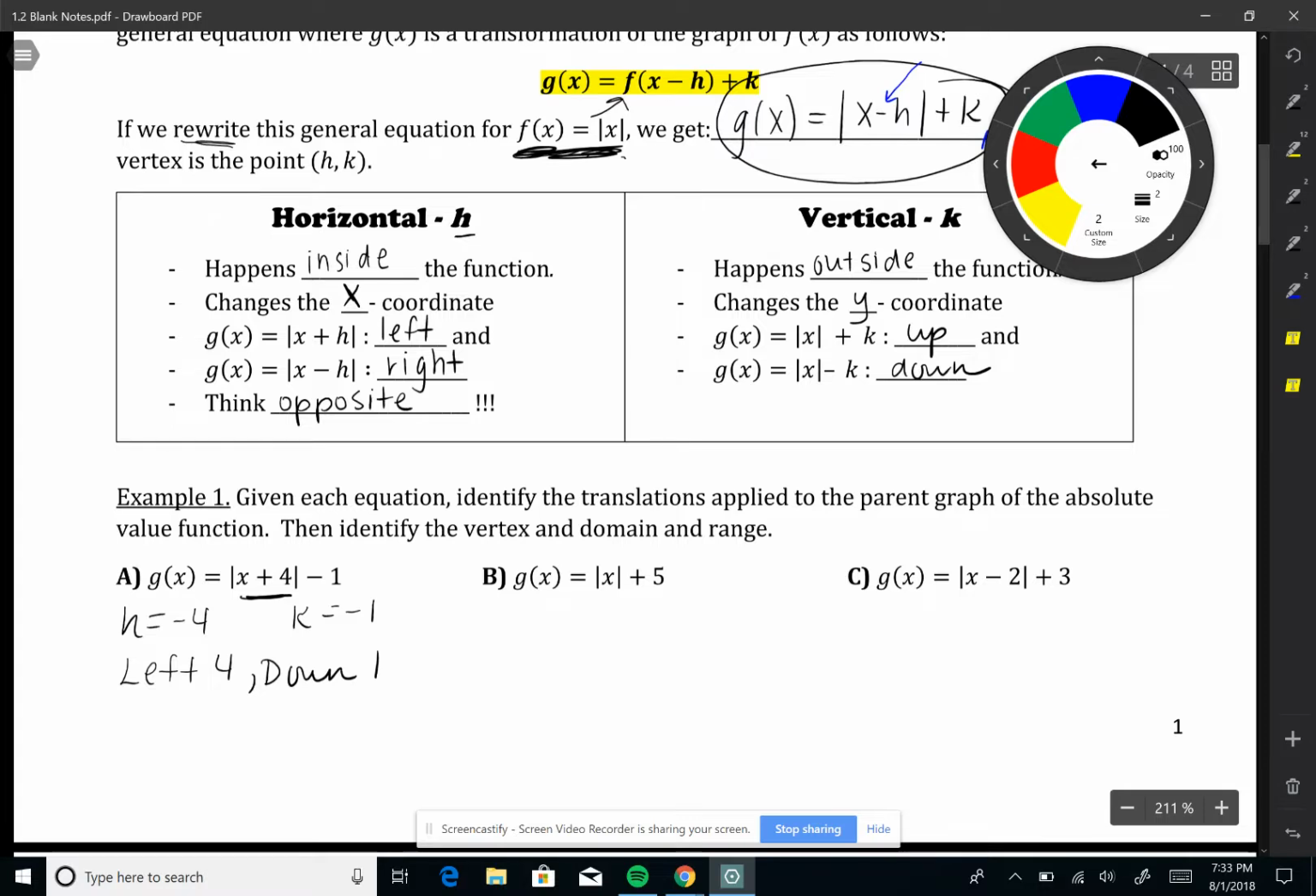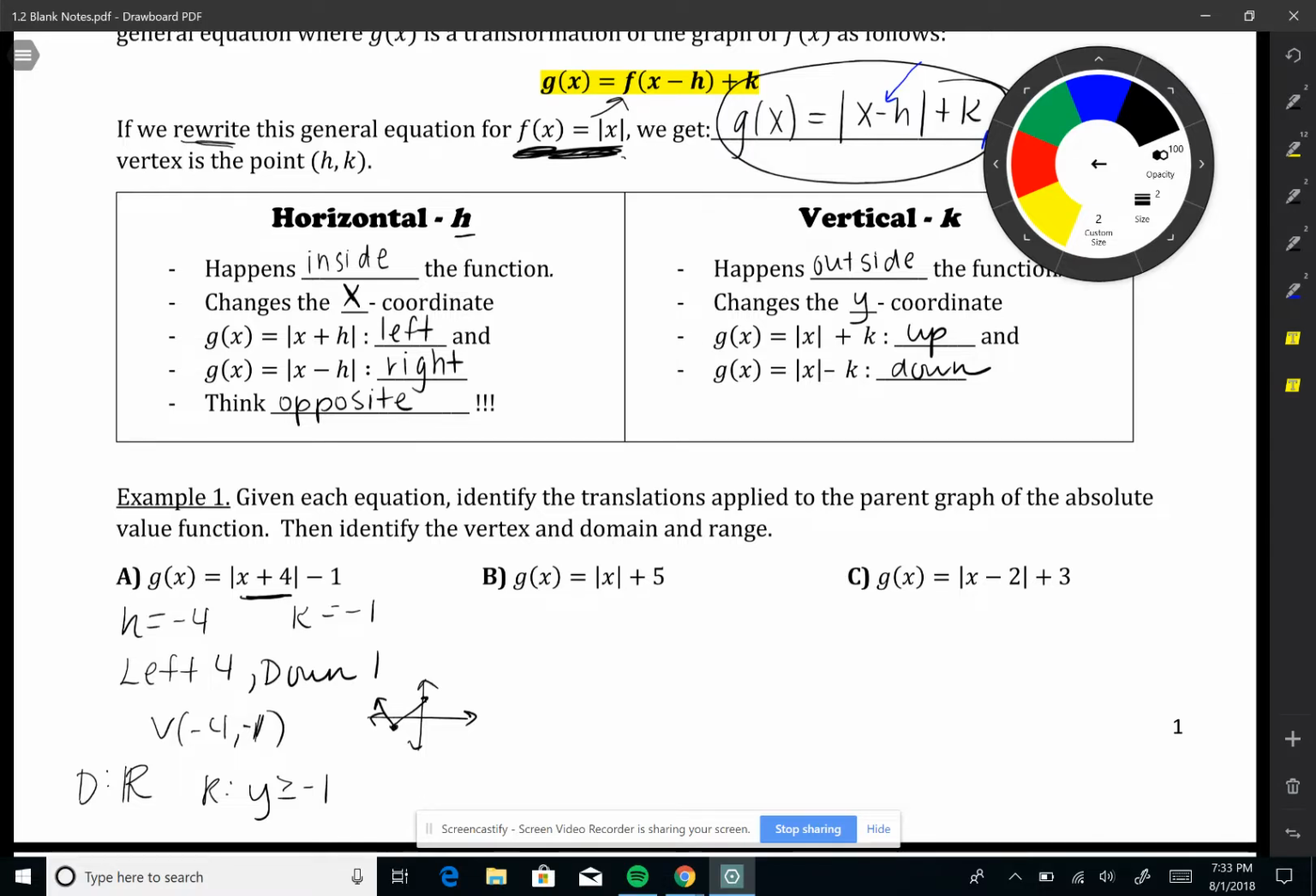Now remember, our vertex starts at 0, 0. And if I'm going to move that left 4, down 1, it's going to move to negative 4, negative 1. Left 4, down 1, about right there. It's still going to be opening upward. So just a little hint with absolute value: your domain is always all real numbers. So I'm just going to write this every time. But my range, because my vertex has a y value of negative 1, my whole graph is above that value. So y is greater than or equal to negative 1.